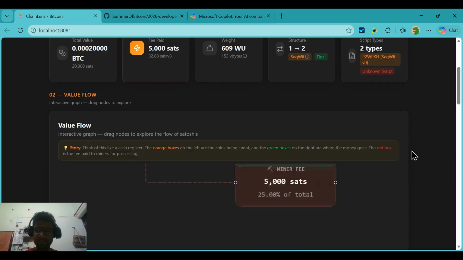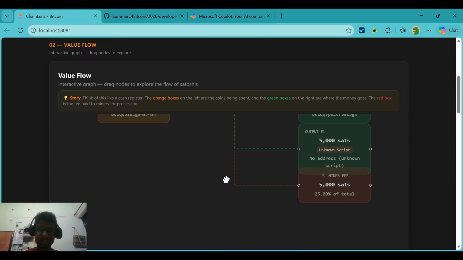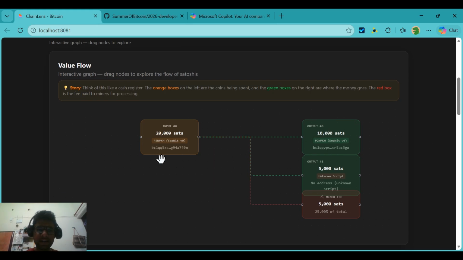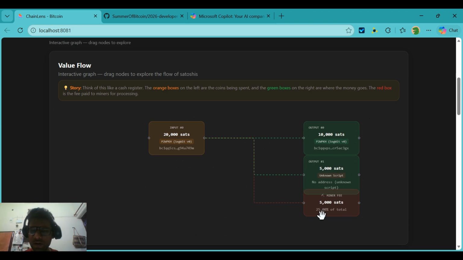Here you can see how a transaction is occurring. Here is our input and now our money is being burned and converted into new forms. 10,000 sats to someone output 0, 5,000 sats to output 1, and then there's something called miner fee. This fee is actually charged from your transactions so that your network can actually keep performing these transactions. This is like a salary of a cashier in a bank.